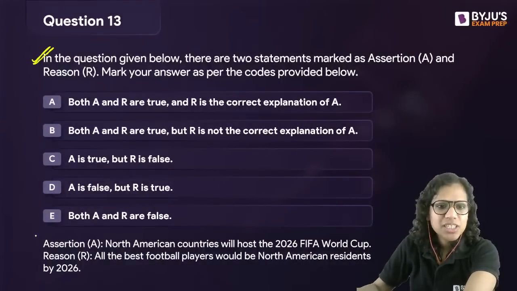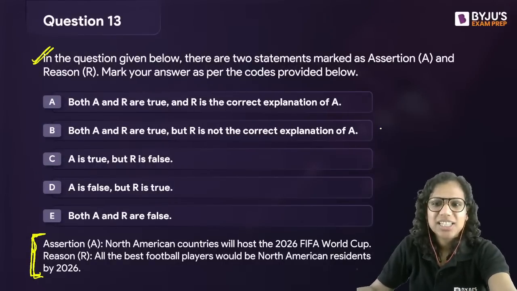And this is your question actually. These are just the instructions, assertion and reason. So let's see what you say here.